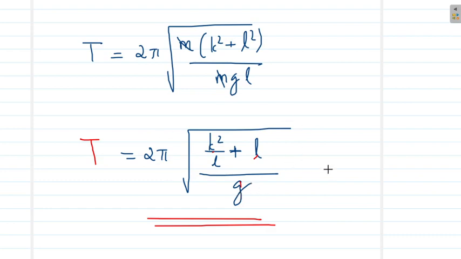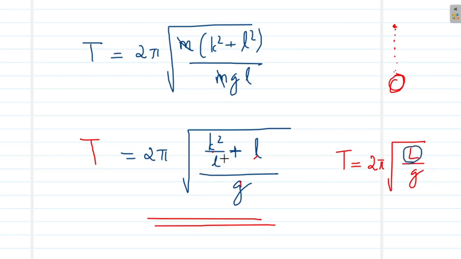Now let us compare this equation with the equation of a simple pendulum, which is T is equal to 2 pi into root of L by G. Here L is the length of the simple pendulum, which is the length between the point of suspension and the point where the mass is situated, or the center of gravity of the system. Now we can see that when this L is equal to this term k square by L plus L, these two equations are one and same. So often this term k square by L plus L is defined as the length of the equivalent simple pendulum.